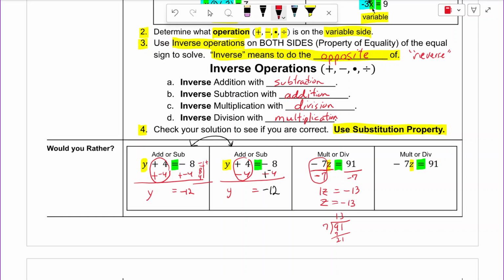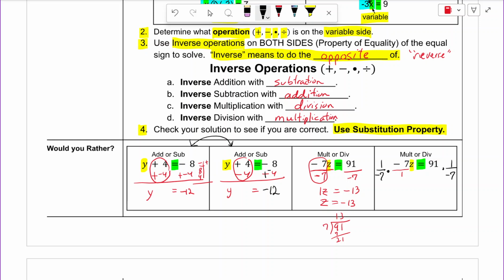All right, so we have a would you rather. You could do it this way, divide both sides by negative 7 when you see multiplication, or you could make this negative 7 into a fraction. That's negative 7 over 1, same value. And you could multiply, on this side we divided, we could multiply by its reciprocal. Now that's definitely from 6th grade. If you do it to one side, you have to do it to the other side.